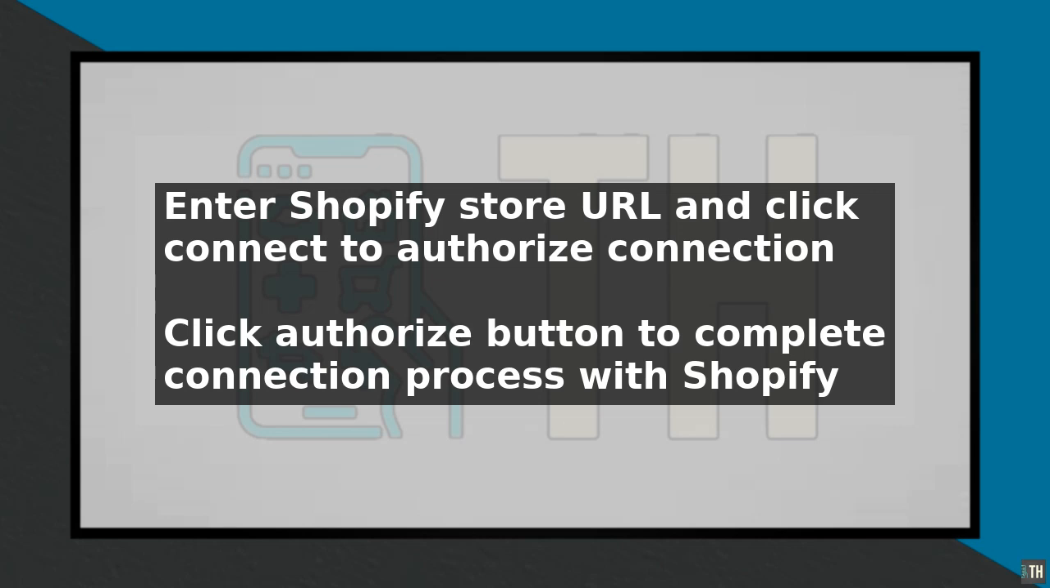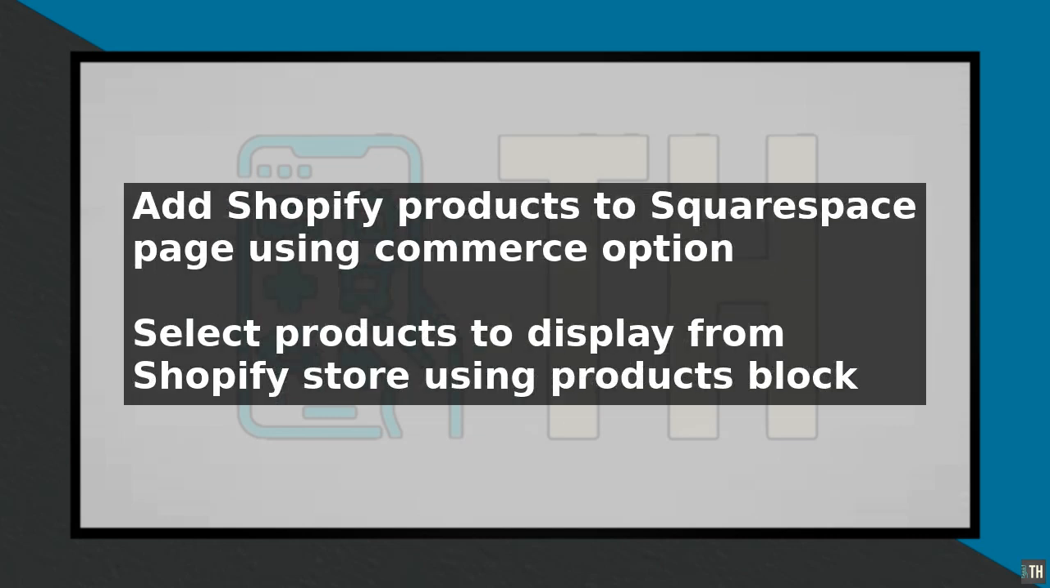To do this, navigate to the Pages section and click on the Add Block button. Select the Commerce option and then click on the Products block. You can then select the products you want to display from your Shopify store. You can customize the display of your products by using the various options available in the block settings. You can also use the Category block to display products from a specific category in your Shopify store.